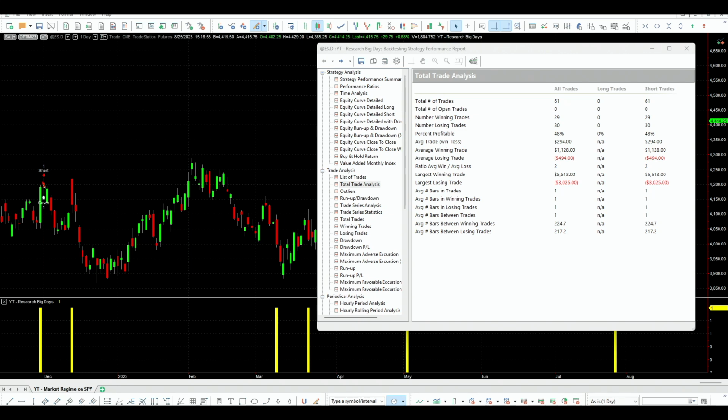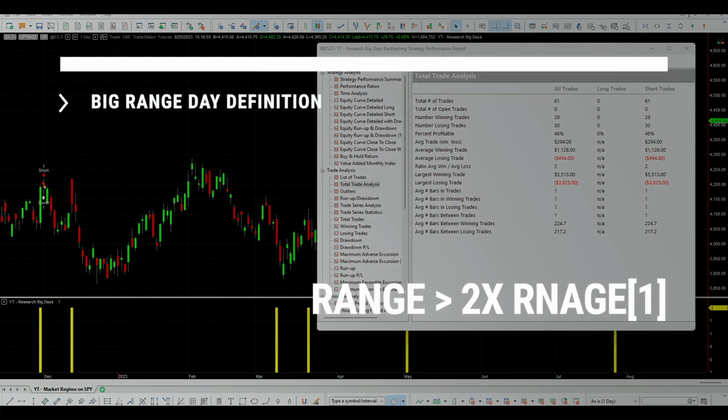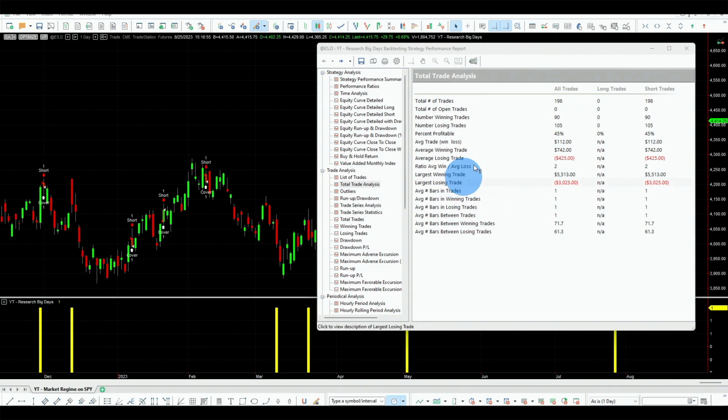Now, there are only two conditions that we have in this strategy, which is the big range day has to be twice as big as the previous day, and it has to be greater than the average true range. So if I keep only the first part of the conditions, which is the range has to be double the previous range, and I get rid of the average true range condition, let's compile that strategy.